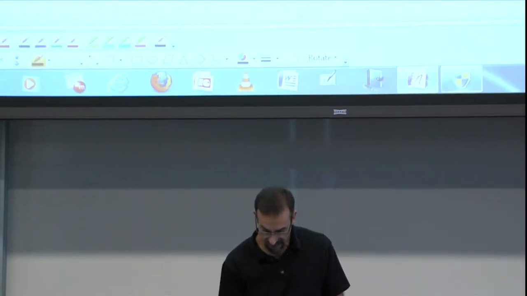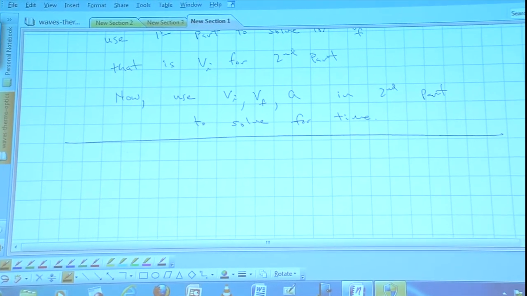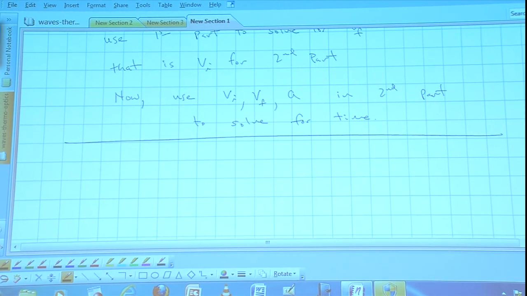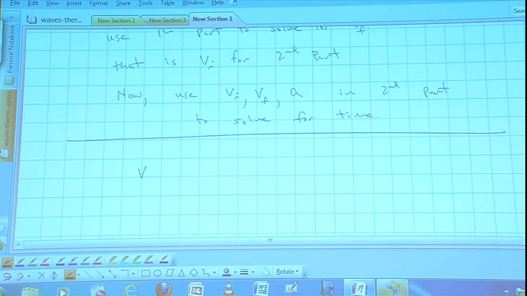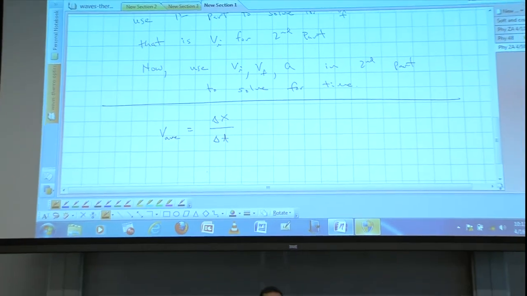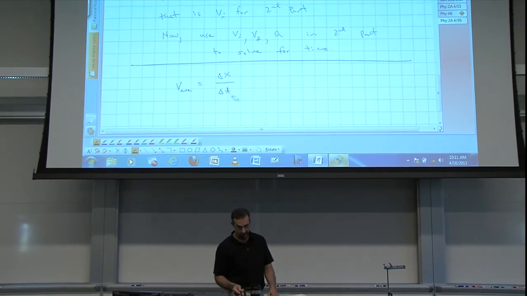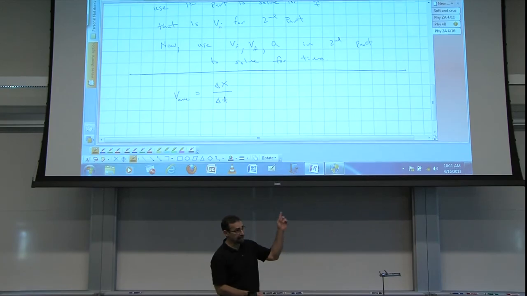To do that, you have to go back to your definitions. What is average velocity? It's the change in x, the displacement over time. So if you know where you start and where you end, even if your object moves this way, then moves back, then moves this way, then moves back, and you know how long that took, then you can find the average velocity.